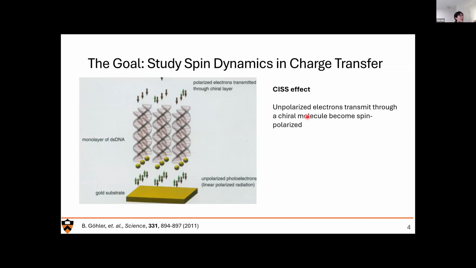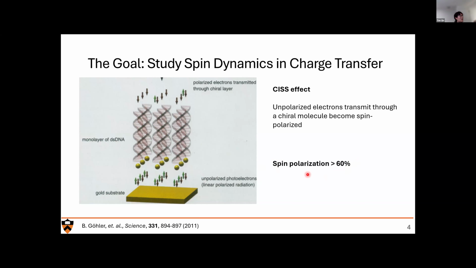One example of this kind is the CISS effect, what we call the chiral-induced spin selectivity effect, where people have found that unpolarized electrons, when they transmit through a chiral molecule, can become spin polarized. Now, in this pioneering work, the researchers discovered that those unpolarized photoelectrons generated on the gold substrate surfaces, when transmitted through a monolayer of chiral DNA molecules, showed a spin polarization greater than 60%. So this is the kind of problem that we want to play a role in.